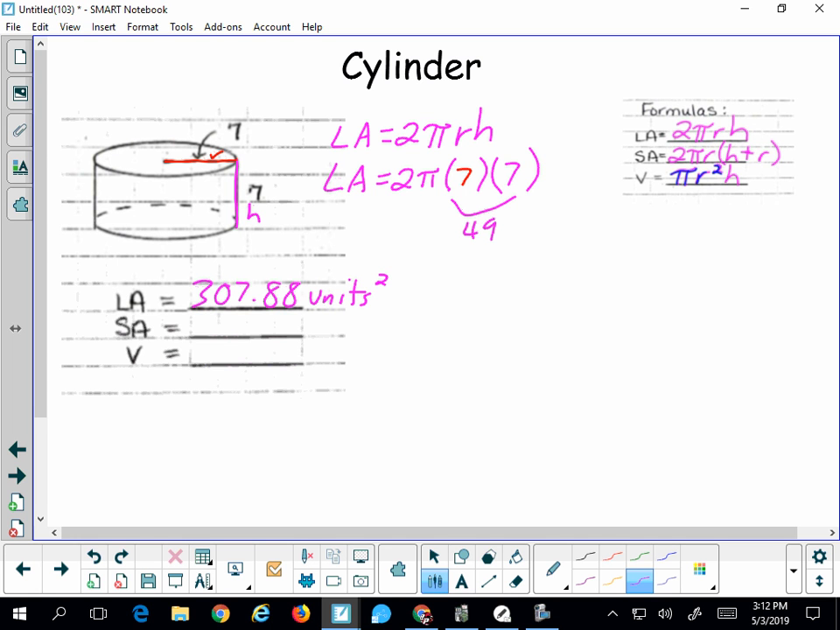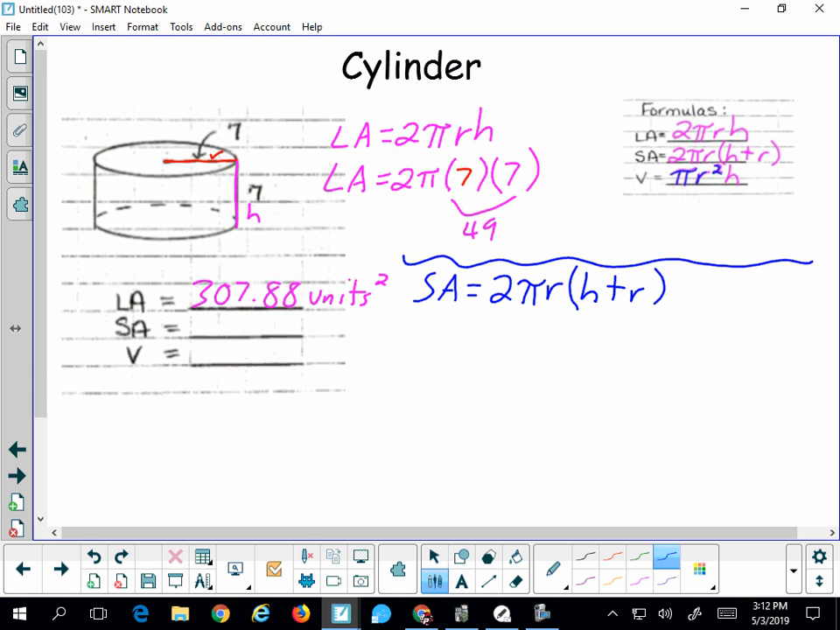So our next calculation is going to be for the surface area. Our surface area formula, just to reiterate, is 2 times pi times radius times the height plus the radius. All right, so we plug our information in. So 2 times pi times the radius, again, I'll color code it, so it's 2 pi times 7 times your height, which is 7, plus your radius, which is 7. Okay.